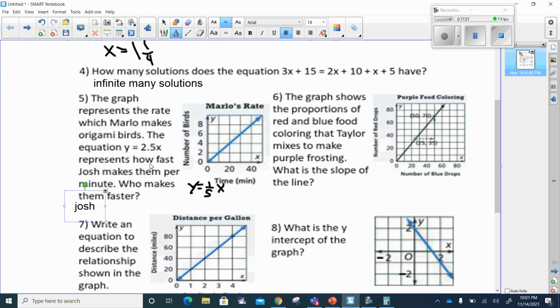Okay, let's go ahead and go to number 6 now. The graph shows the proportion of red and blue food coloring that Tyler mixes to make purple frosting. What is the slope? Remember, the slope is what we call the rise over run.